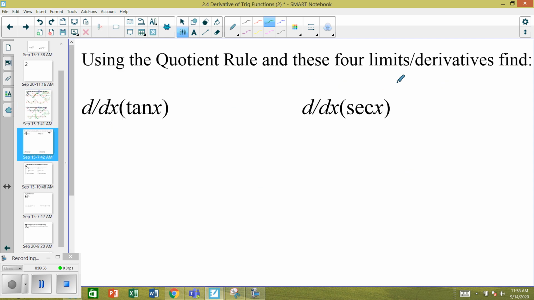Now, I'm not going to do the same thing for the other 4 trig ratios where I graph it and sketch it out, all that stuff. We're going to do a little bit better than that.